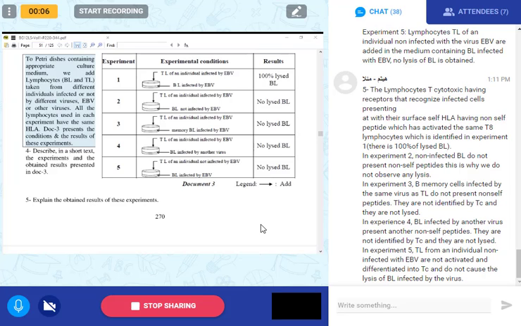Okay, this is the fourth in the fifth. TL from an individual non-infected with EBV are not activated and differentiated into TC and do not cause the lysis of B lymphocytes infected by the virus. Even though we brought infected B lymphocytes, the T cells we put in were not activated, so they cannot destroy them. Yes. Okay, the T8 or TC, who will activate them, Maryam? T4. T4, and I don't have T4. Yes. So that is why I don't have activation. Yes. Okay, clear? Clear. Clear everyone?